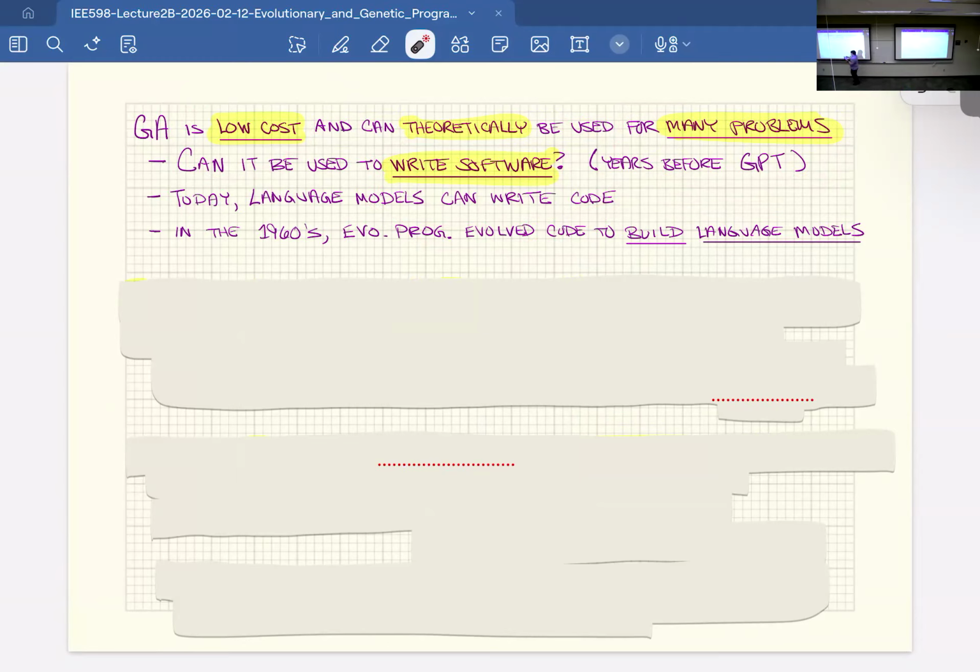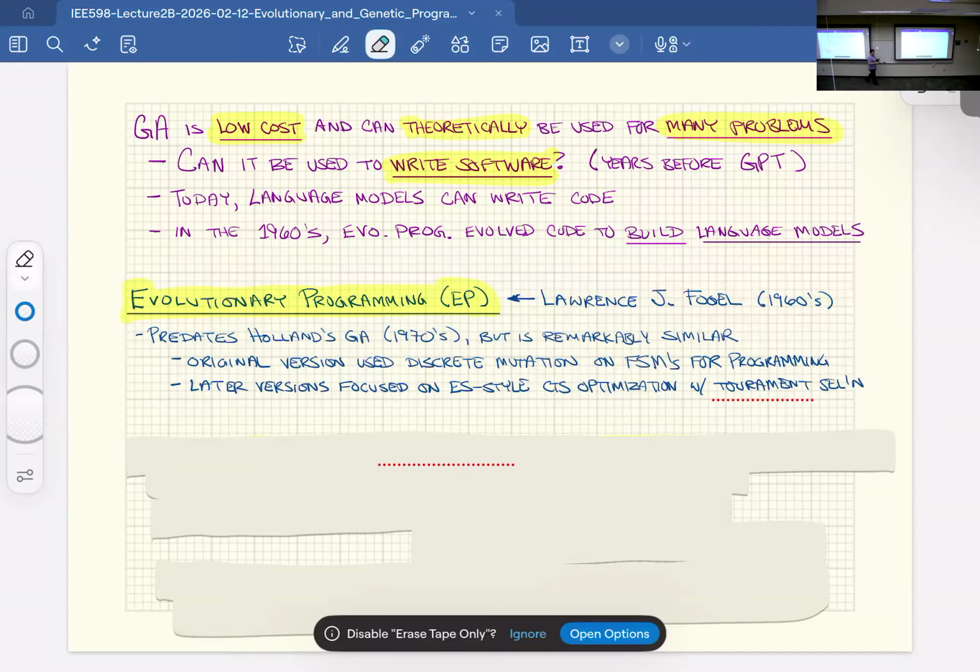But in the 1960s, before these models were around, people were interested in whether you could generate code just by using these evolutionary approaches. And what's interesting is some of their first applications were building code for language models. So it's sort of ironic that now we have language models that write code, but in some of the earliest applications of evolutionary programming, we were using non-language models to write language models. So let's see how that worked.